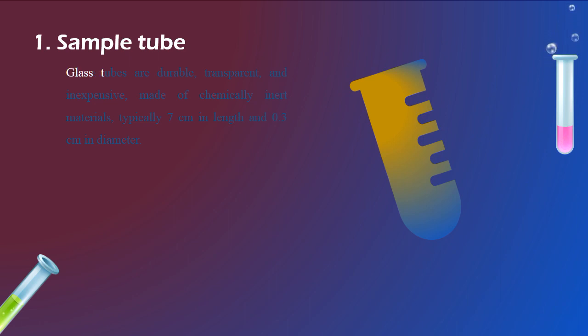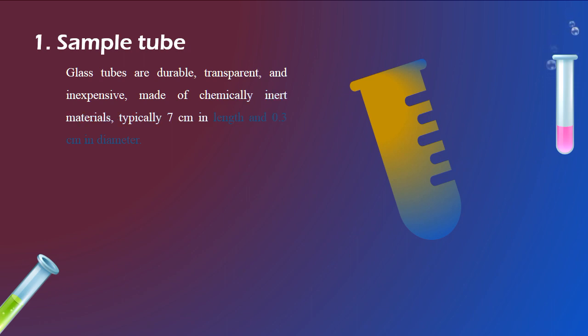Sample tube. Glass tubes are durable, transparent, and inexpensive, made of chemically inert materials, typically 7 cm in length and 0.3 cm in diameter.